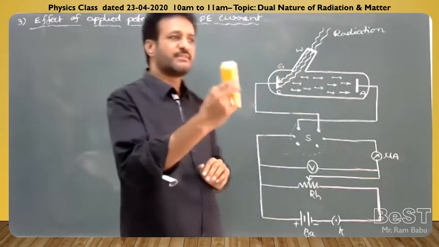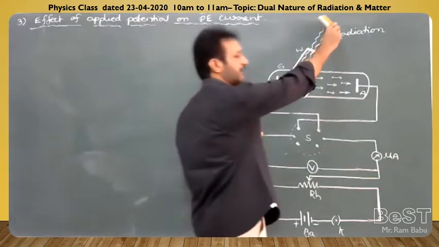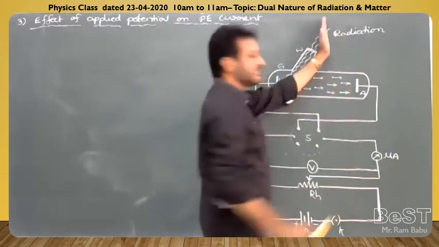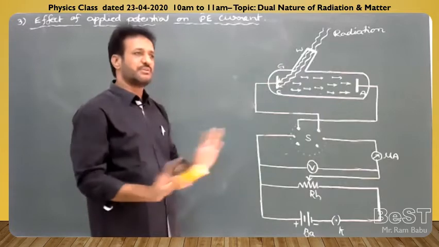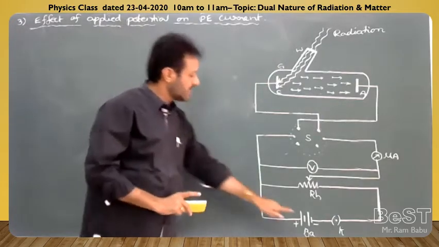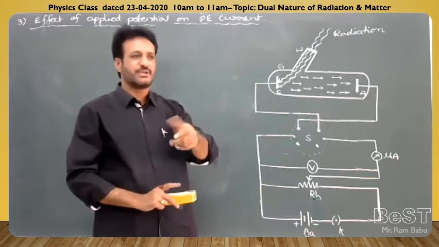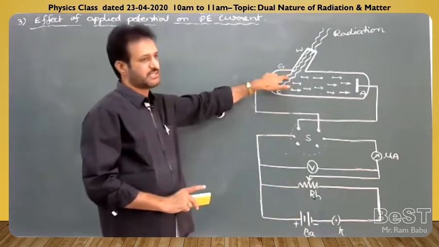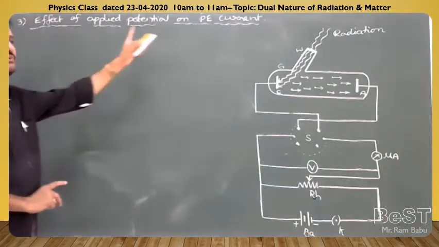Whatever bulb or source of light you are using, it must be fixed at a particular place. Whenever the source is kept constant and the intensity of the light is fixed, and the same metal is used, so the metal is also fixed, we only change the applied voltage, like 10 volt, 20 volt, 30 volt, 40 volt. As the applied voltage changes, we have to study how the current varies. That is the third observation: the effect of the applied potential on photoelectric current.